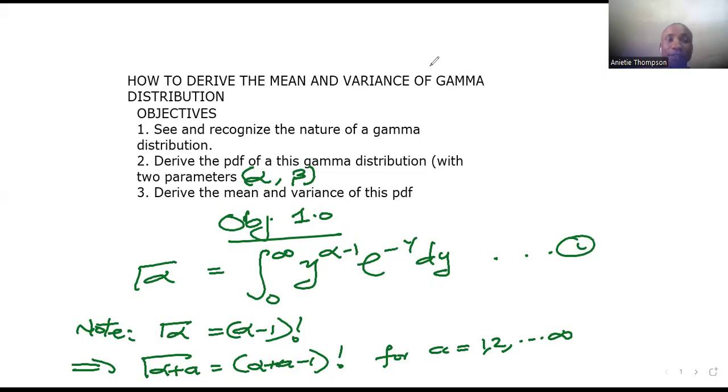So the objective here is that you'll be able to see and recognize the nature of a gamma distribution anywhere you are. Two, you'd be able to derive the PDF of this gamma distribution if you can follow this tutorial. And number three is that you'll be able to derive the mean and the variance of this distribution, as I said earlier.